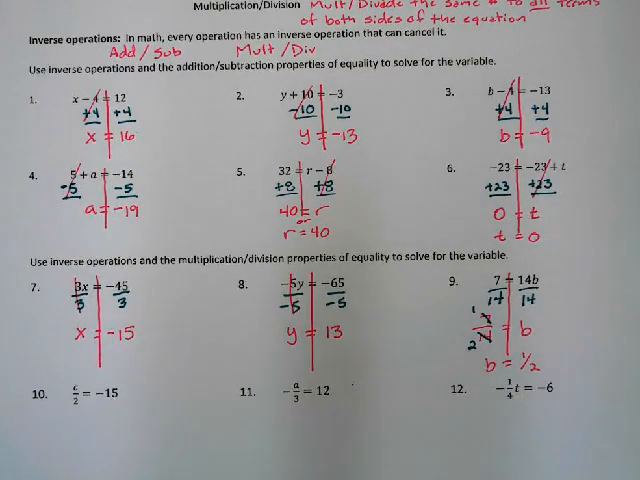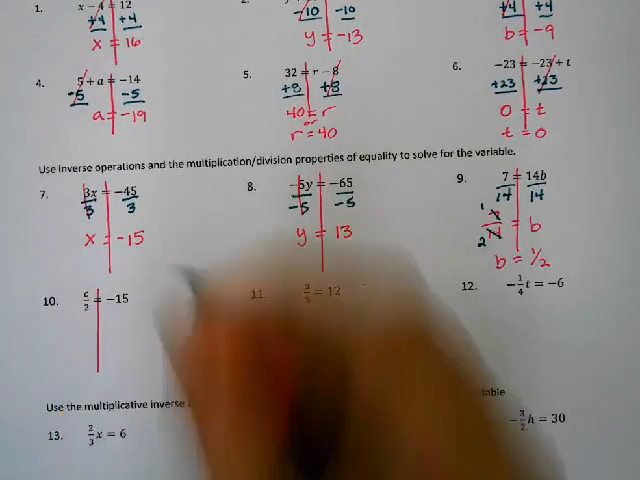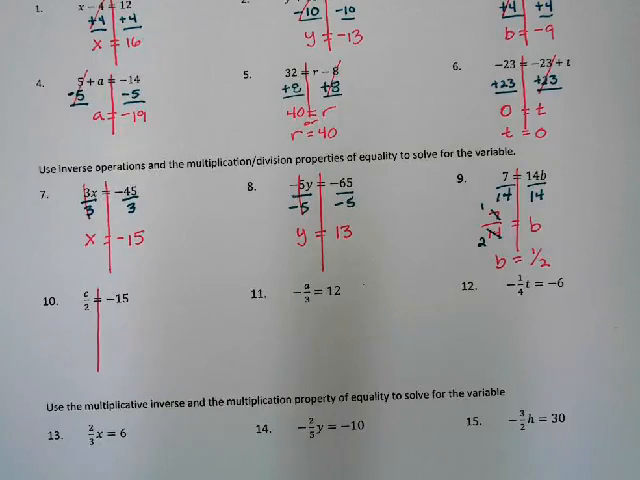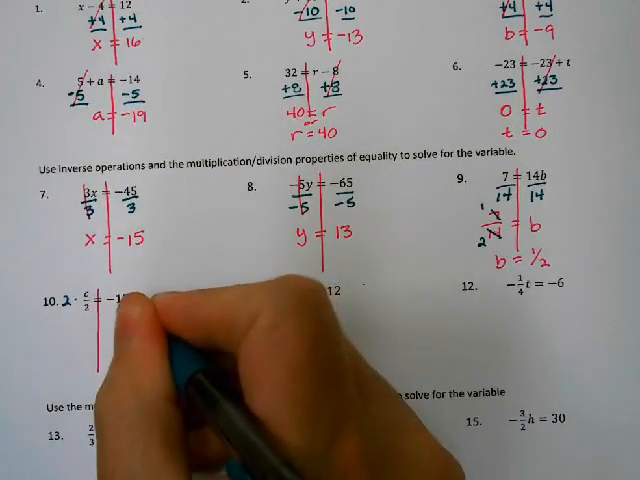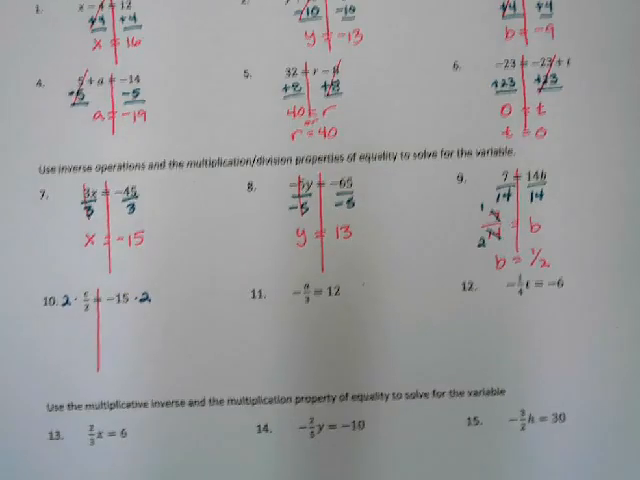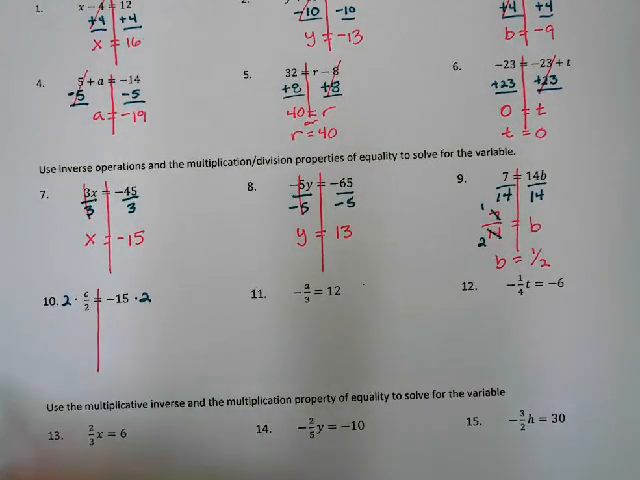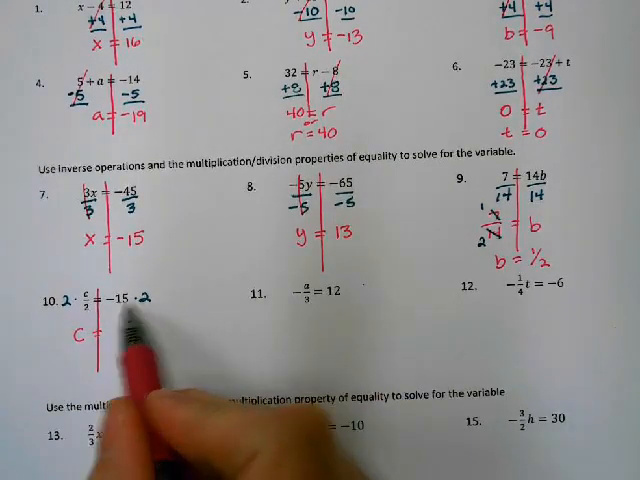Moving on. We're going to draw our line because we're good people. Now this is c divided by 2. So the inverse operation would be multiplication. I'm going to use my multiplication property of equality and multiply both sides by 2. So 2 divided by 2 is 1. So all I'm left with is c on this side of the equation. On the other side, 2 times negative 15 is negative 30.